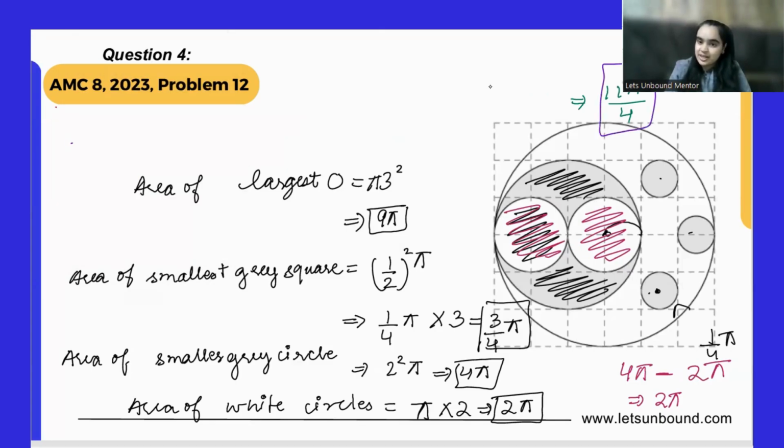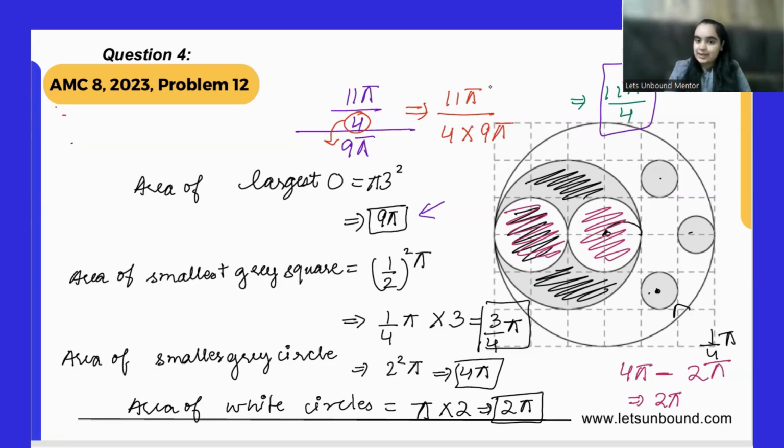Fraction of the shaded part to the whole entire figure, the whole entire biggest circle, which is having the area of 9 pi, correct? Now, I told you how we can do this. If there is a denominator, we can shift it down, correct? So it will be 11 pi upon 4 times 9 pi.